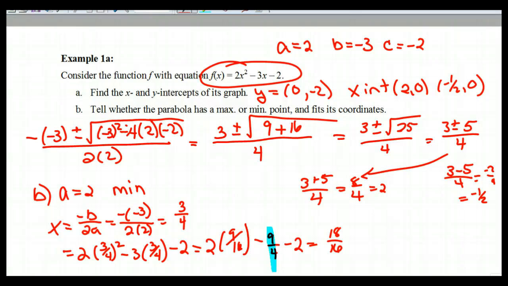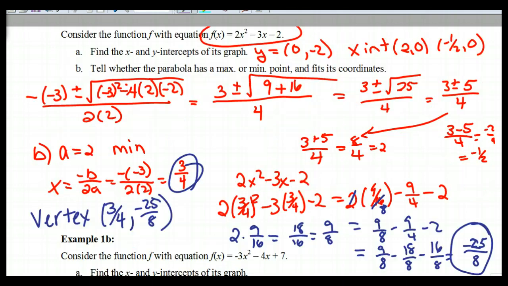Oh, wait. This should be an 8. Hold on. Okay, so 9 times 2 divided by 16, but 2 goes into 16 8 times, right? Wait, getting these numbers from.